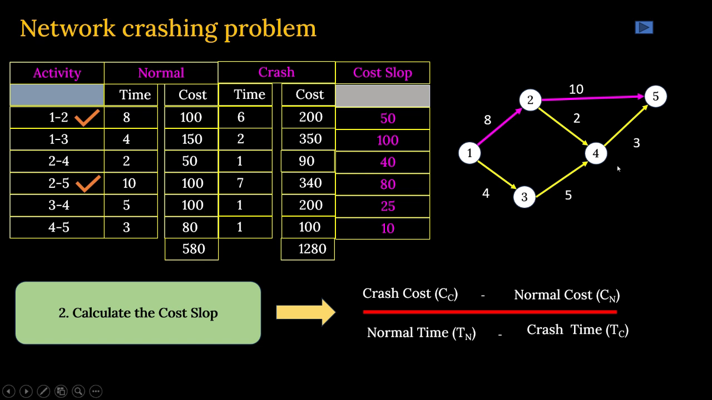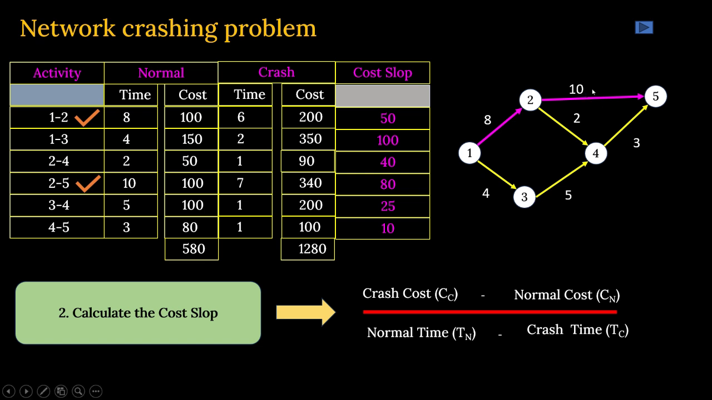That means if you want to crash the number of days, it has to be done on the critical activity, not on non-critical activities. So in that way, it becomes a little easy for us now. Here we can see we are having only two activities which are critical by nature. So either you have to reduce it here or in both. Am I clear? Now, how to start?